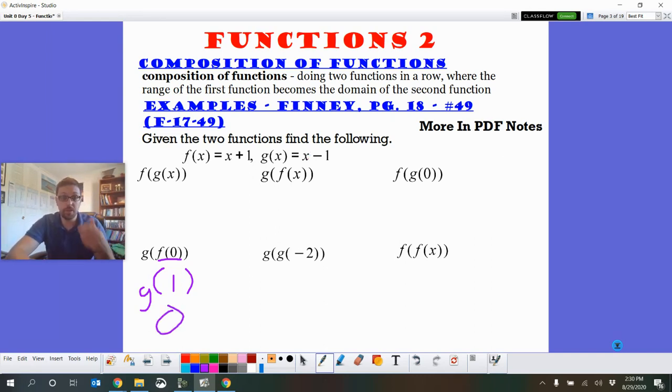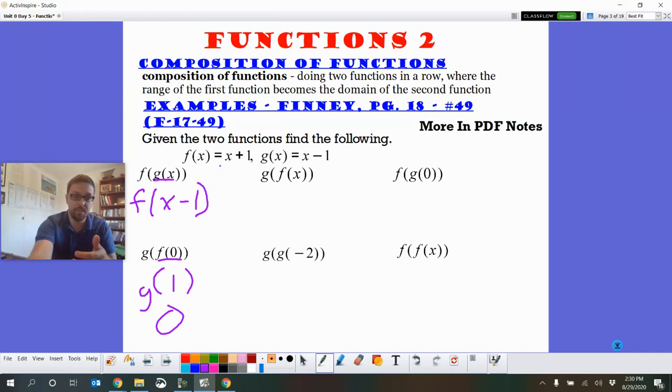It gets a little more interesting when you actually take the two functions and put the whole function into the other one. So this one is looking for f of g of x. Well, g of x is x minus 1. Now we want to figure out, okay, what's f of x minus 1? So we're going to replace this x with an x minus 1. So we get x minus 1 plus 1. So x minus 1 plus 1, that ends up being just x.